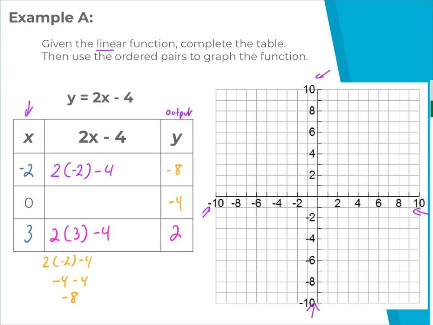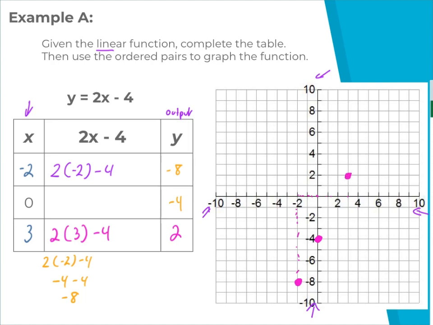So now that I have my points, let's go ahead and do that. For my first point, I've got negative 2. So I'm going to go over to negative 2, down to negative 8, and plot my point. Then I'm going to do the same thing with 0, which is right here. Go down to negative 4. This is, of course, the y-intercept because this is where the line is going to cross the y-axis. And my last point is going to be over to 3 and up to positive 2.